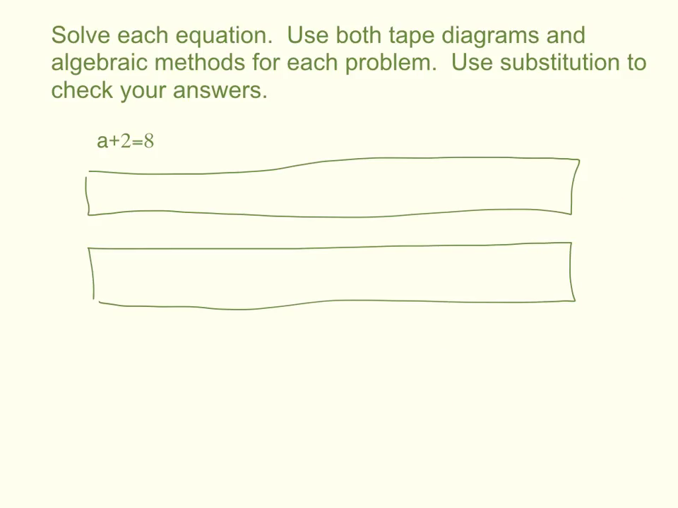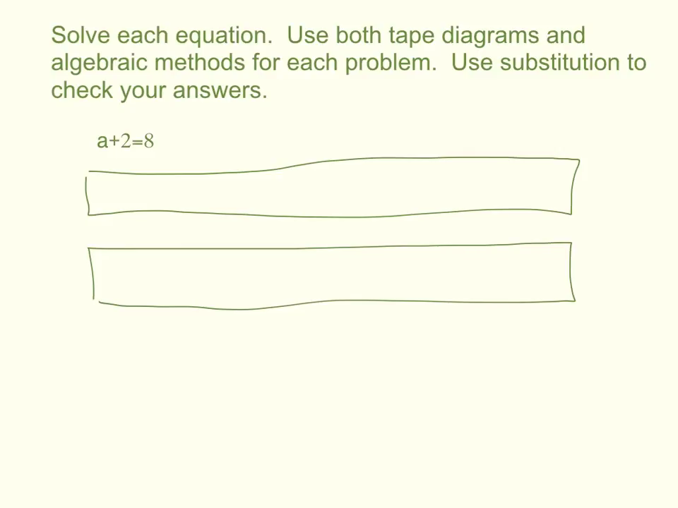We're going to solve each equation. We're going to use both tape diagrams and algebraic methods to solve for each problem, and then use substitution to check our answers. Now, in order for you to learn how to solve multi-step equations in future grades, you first must learn how to solve basic equations. And although this may be simple and something that you think you can do in your head, you have to understand the steps that are involved in order to be able to do this when it becomes more complex.